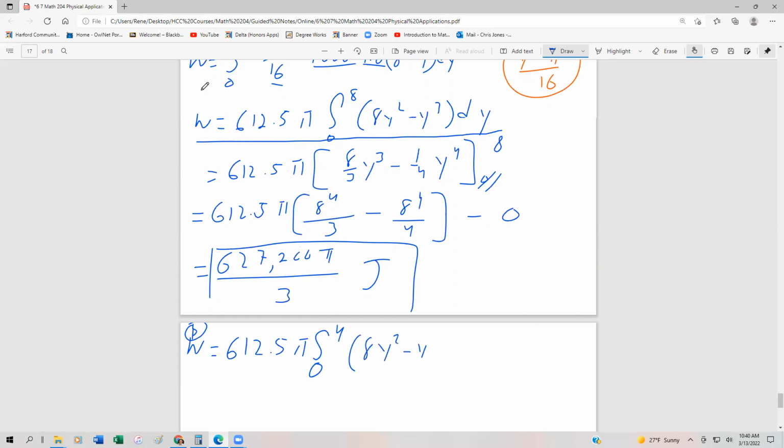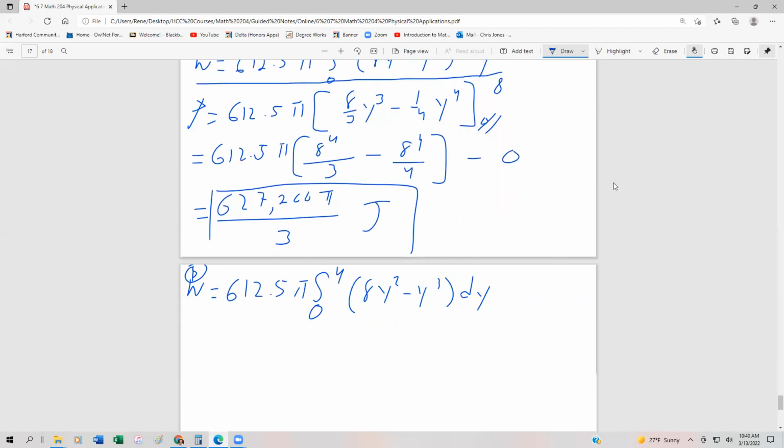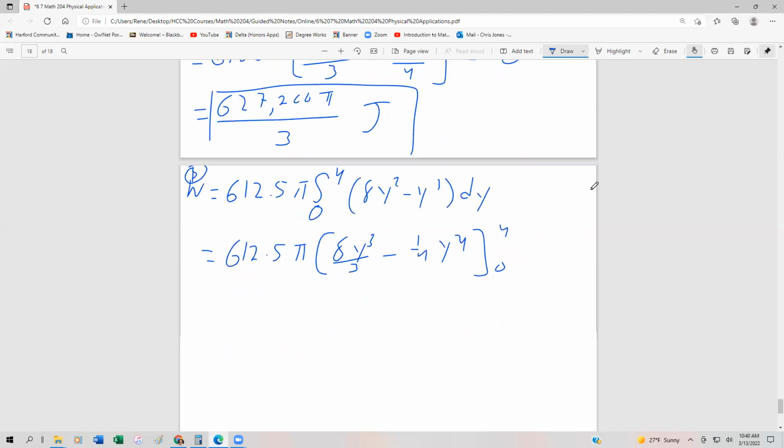8y squared minus y cubed dy. All right. In fact, we could probably just pick it up from right here if we elected to, since we already have the integration. But since it's Calc 2, it couldn't hurt to integrate a little bit more. So 612.5 pi, 8y to the 3rd over 3 minus 1/4 y to the 4th from 0 to 4.